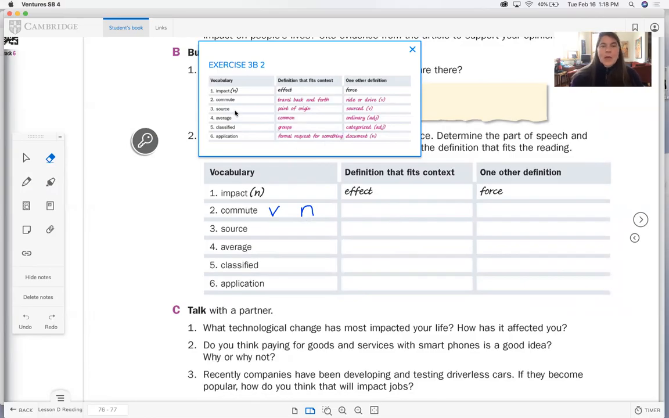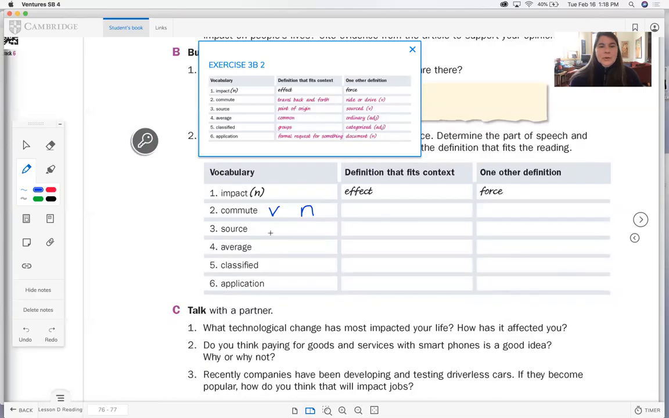Okay, how about source? Source right here, point of origin, this is a noun. So this is orange door source. My news source is NPR or New York Times. It means where do you get it, okay? Sourced, the verb version means I sourced my news from the Washington Post. It means how did you get it?